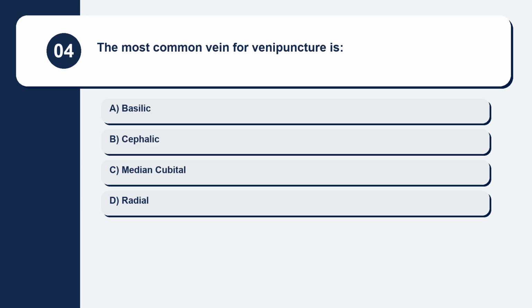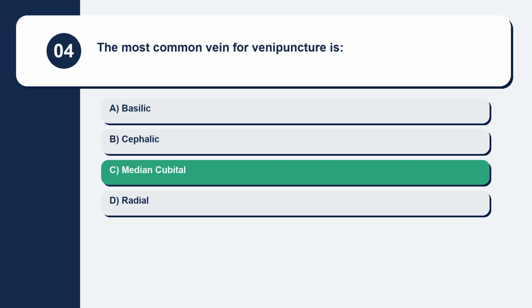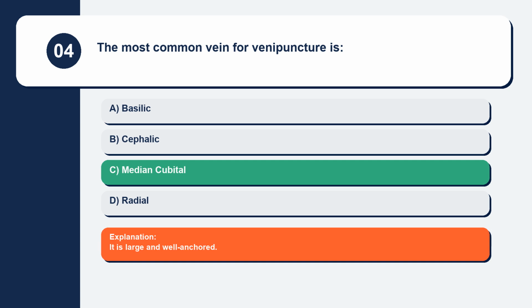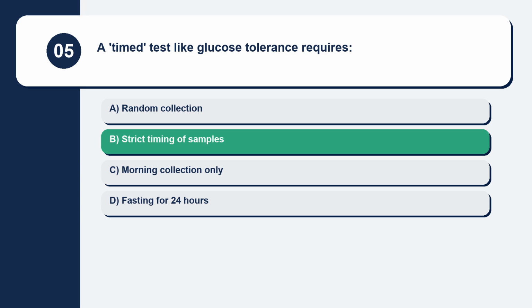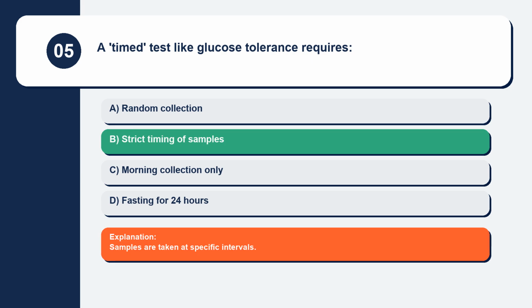Question 4. The most common vein for venipuncture is basilic, cephalic, median cubital, radial. It is large and well anchored. Question 5. A timed test like glucose tolerance requires random collection, strict timing of samples, morning collection only, fasting for 24 hours. Samples are taken at specific intervals.